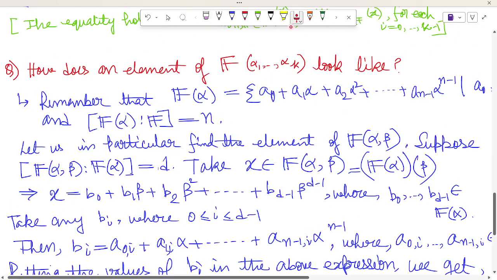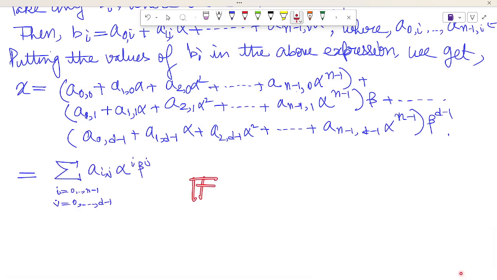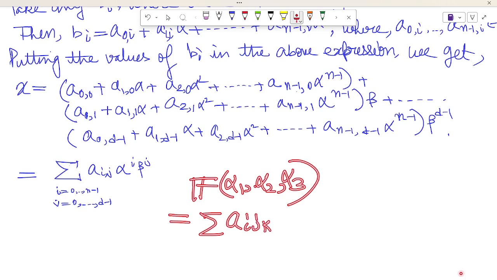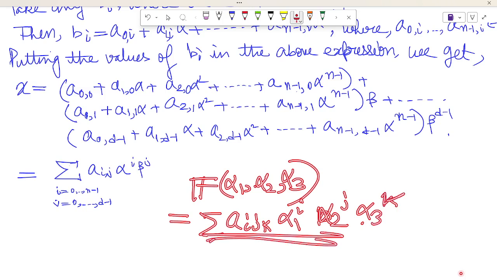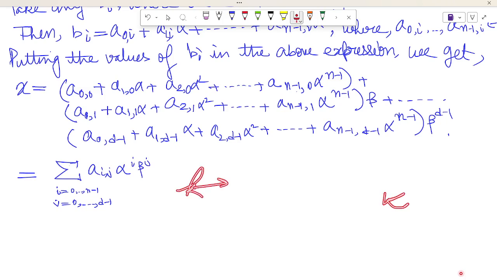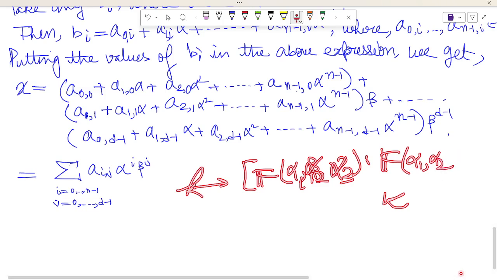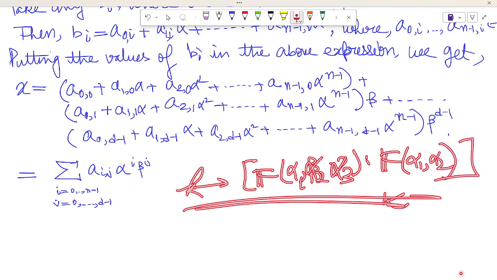So if anybody asks you what is a general element of the form alpha 1, alpha 2, alpha 3, it will be of the form a ijk alpha 1 to the power i, alpha 2 to the power j, alpha 3 to the power k. Where the degree of extension of alpha 3 is over F alpha 1 and alpha 2. In this way you can inductively do this.